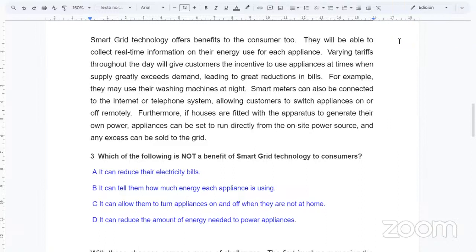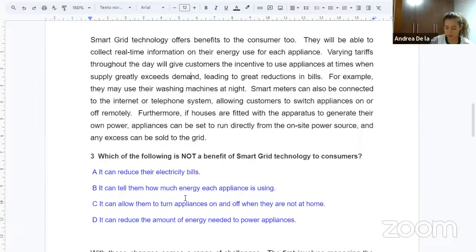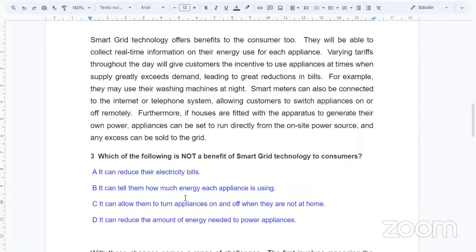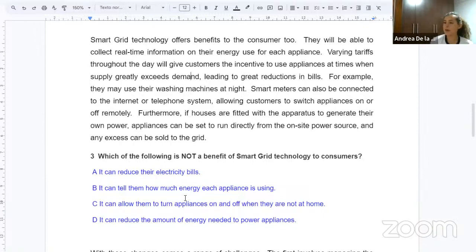I think it's the D. D, okay, do you guys agree? Yes. Yes. Okay. So, all right. So it says what is not a benefit of a smart grid technology to consumers, right? Now, first, in order to know what is not a benefit, we first have to ask ourselves, what are the benefits of a smart grid technology to consumers? And we have to find 3 of them that we're going to eliminate from the options.